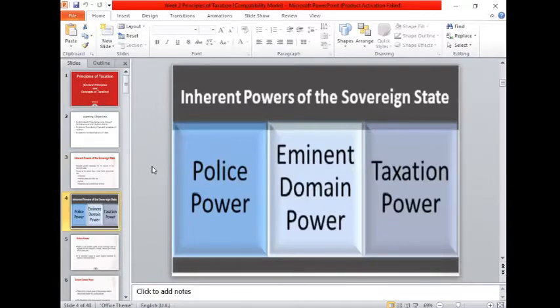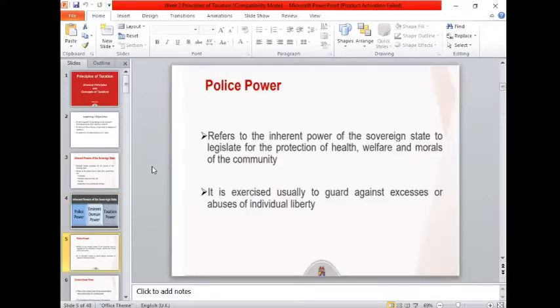The inherent powers of the sovereign state are composed of three: the police power, the eminent domain power, and the taxation power. The first one is the police power. This is the inherent power of the sovereign state which the government exercises to legislate for the protection of the welfare of the society or the community, not only the health, but also the morals of the community.